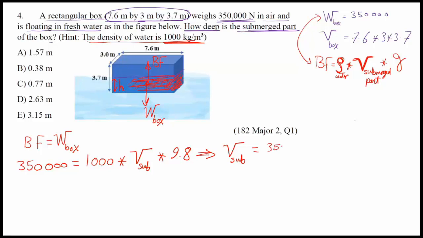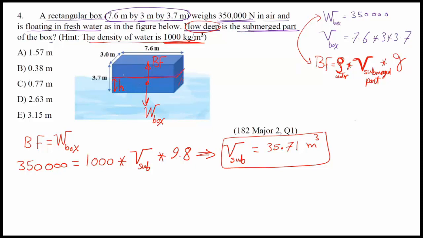35.71, which is 0.71 cubic meter, right? The result is in cubic meters, because here I have standard units. But he didn't ask about the submerged volume. He asks about how deep. I need the height h. How to get it? What do you think, guys?